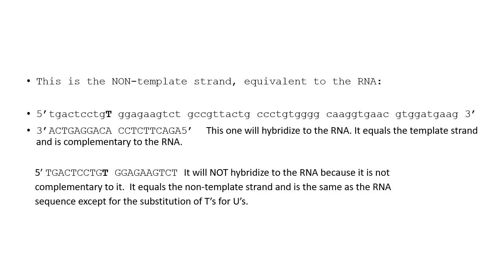Okay, so illustrating here, here's the non-template strand equivalent to the RNA, and then we can see what the nucleotides are with the bold-faced T in the middle, and you can see which oligo of the two I suggested before will hybridize to the RNA. It equals the template strand and is complementary to the RNA. The other oligo will not hybridize to the RNA because it's not complementary to it. It equals it, or is equivalent to it, so it will be the same as it, it matches it, but it will not hybridize because it's not complementary.